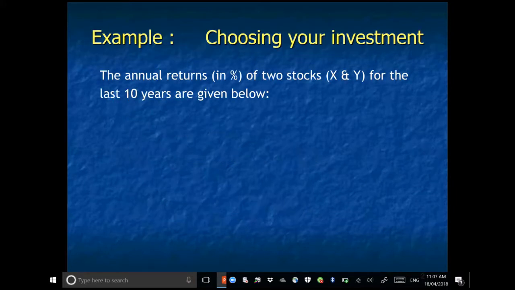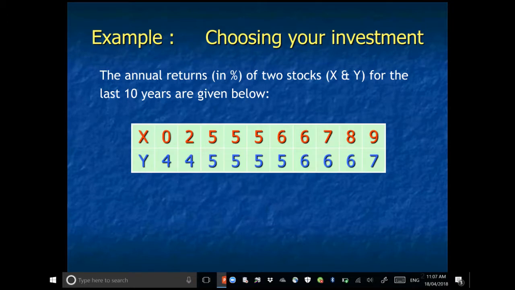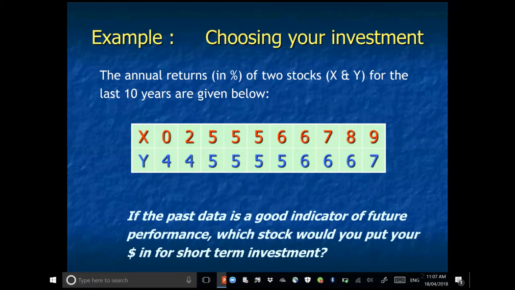Look at this example: choosing your investments. The annual returns in two stocks, X and Y, for the last 10 years are presented here. So you have two stocks, X and Y, and you see their returns, which are obviously in percentages, also given by their side. So now let's say we assume that the past data is a good indicator of what's going to happen in the future. Which stock would you put your money in for short-term investment?